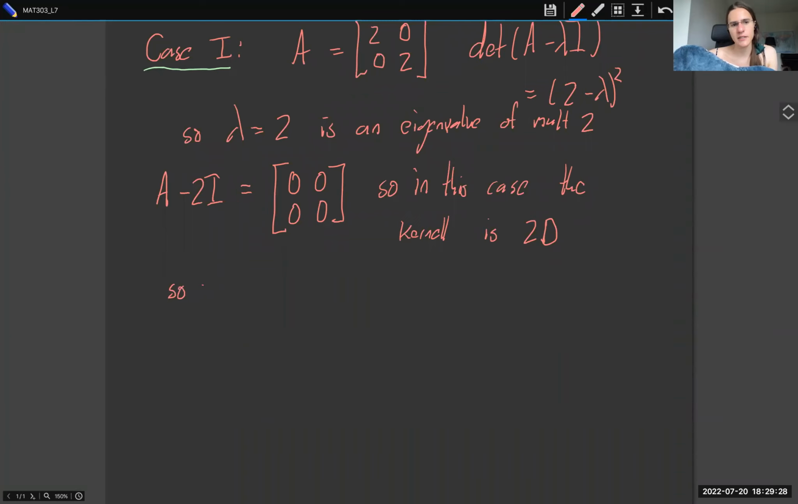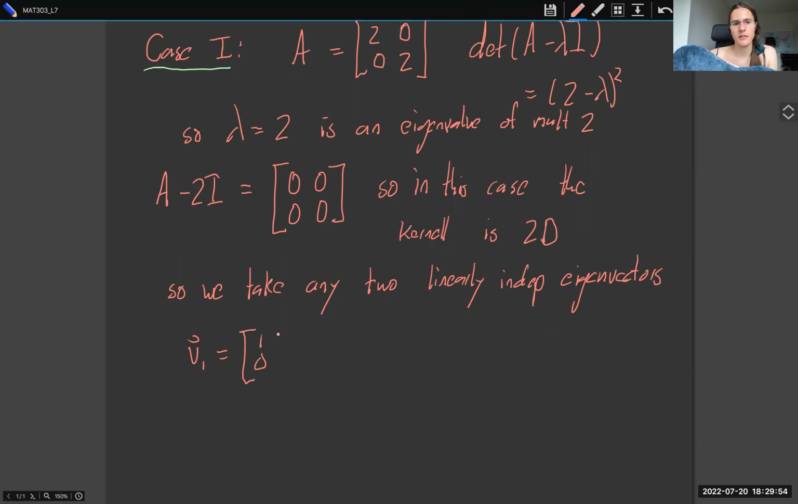So we take any two linearly independent eigenvectors. And since anything is an eigenvector, there are some very obvious choices to make. Let's make them be 1, 0, and 0, 1.